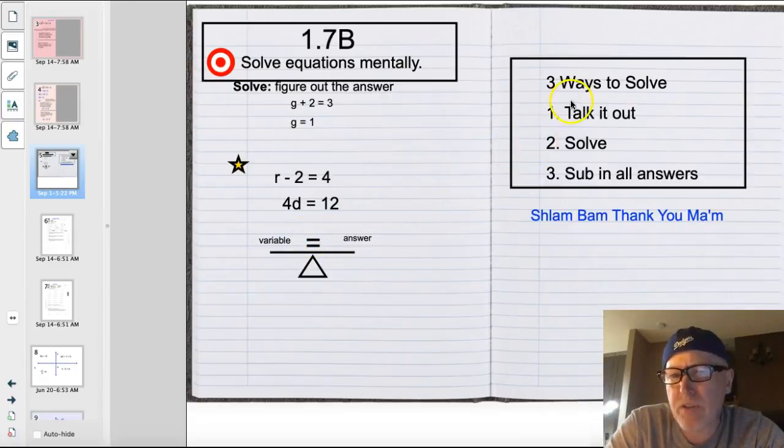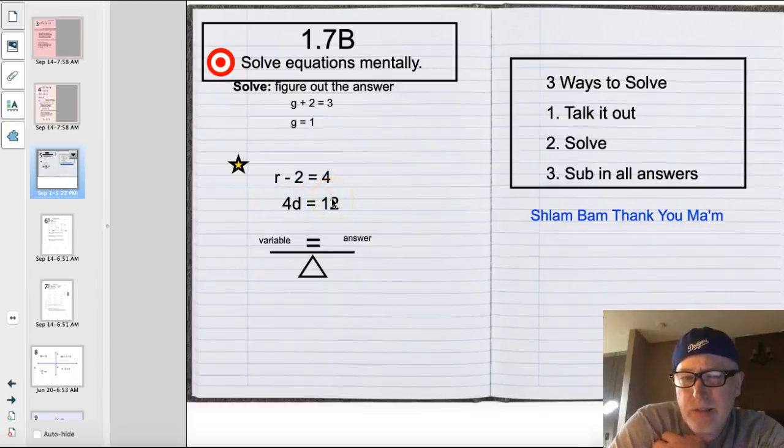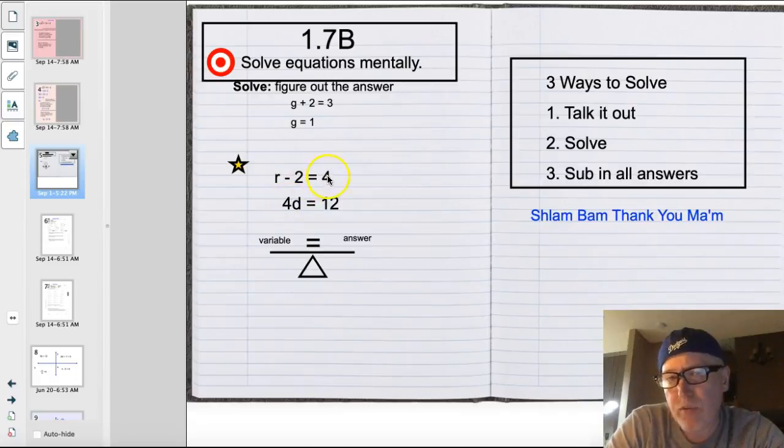3 ways to solve these problems. You can talk it out like I did over here a little bit. You can actually solve it and go, well, 4 times something is 12, so 12 divided by 4. That's kind of solving it. I did that here. I kind of went, well, 4 plus 2 has got to be 6. The other thing you can do is sometimes you've got multiple choice answers, and you can just sub in all the answers and figure it out. So let's take a look at how I might do that.